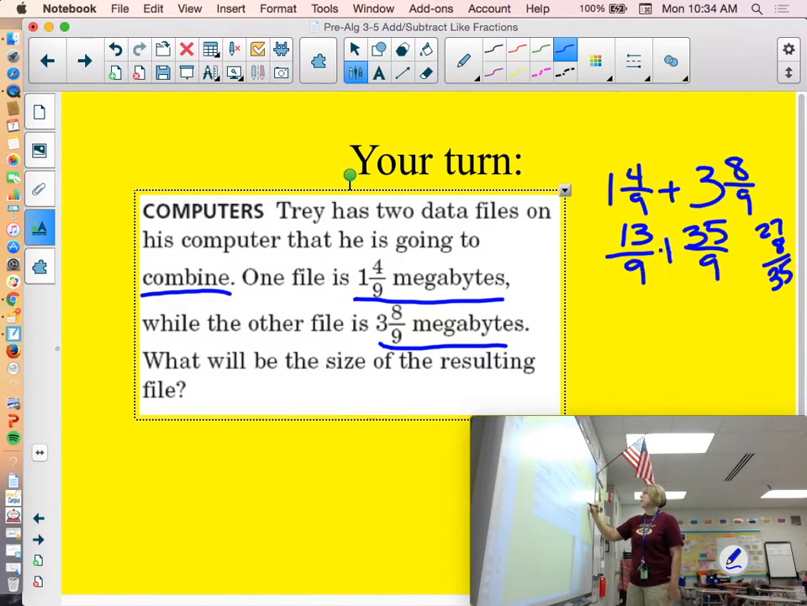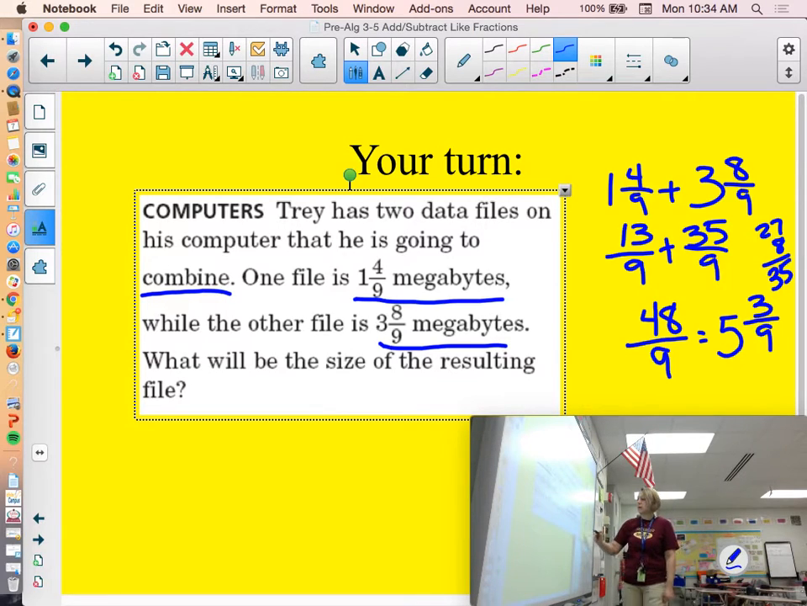And I add them together. They're both positive, so I don't have to worry about the signs. 13 plus 35 is 48 over 9. I can't leave it like that. I have to make sure to simplify. 9 goes into 48 5 times with 3 left over.